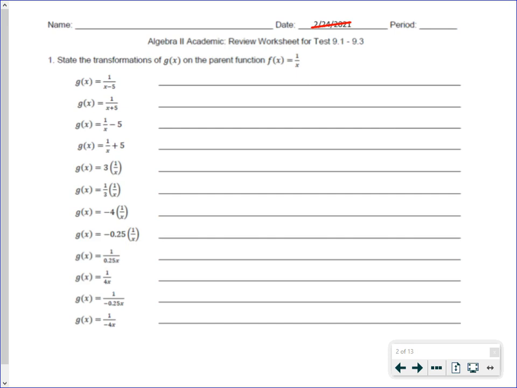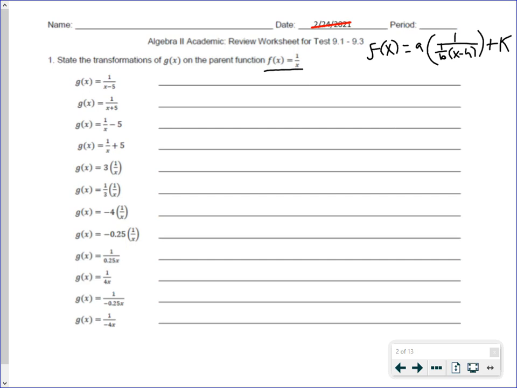So on number 1, we're asking you guys to state the transformations on g of x on the parent function f of x equals 1 over x. So that's our parent function, but our general function is going to be f of x equals a times 1 all over 1 over b times x minus h all plus k. So that's our general function, and all those terms, the a, b, h, and k, they're all going to affect the parent function in some way.